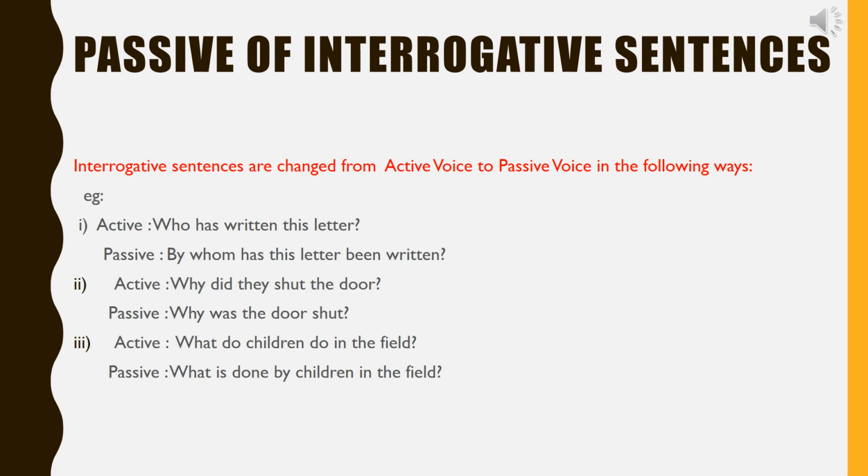Passive of interrogative sentences. Interrogative sentences are changed from active voice to passive voice in the following ways. Example, first, in active voice, who has written this letter? The passive voice will be, by whom has this letter been written? Second example, in active voice, why did they shut the door? The passive voice for the same sentence will be, why was the door shut?